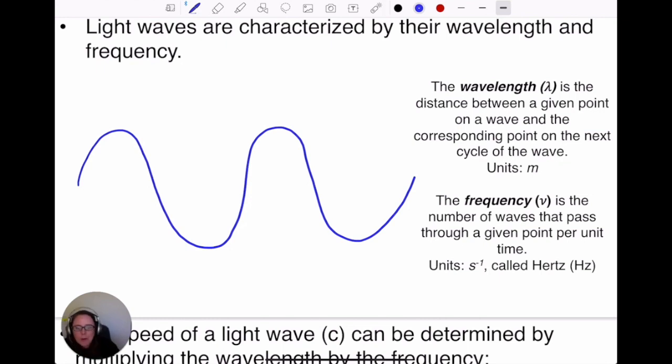Okay, so here's a wave. This would be a sinusoidal wave. It could be described as a sine or cosine function if you've taken math recently. And we can describe this wave in terms of two factors, the wavelength and the frequency.